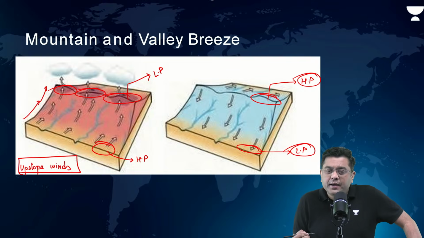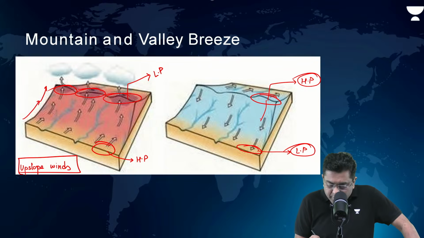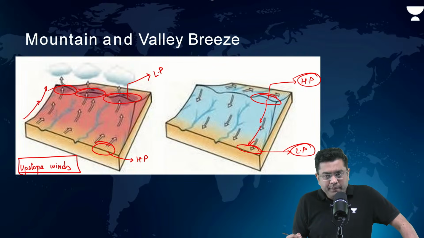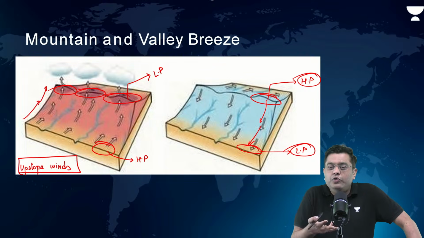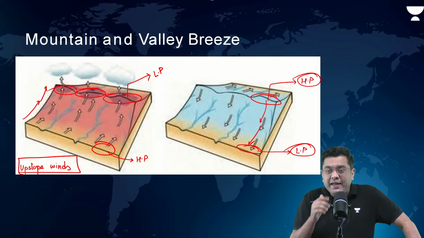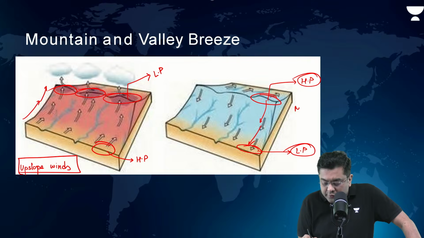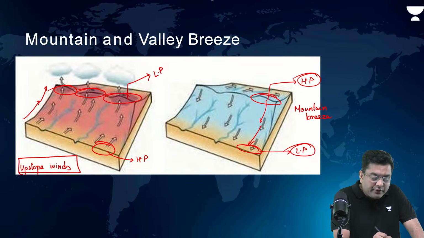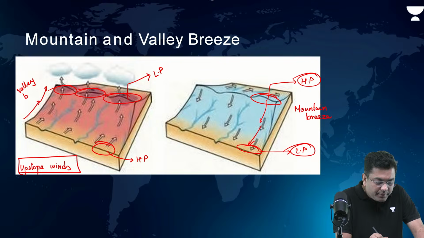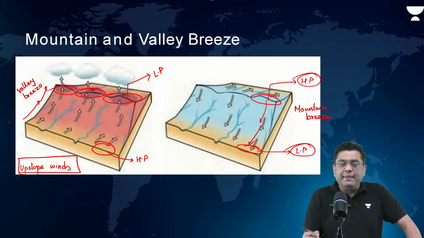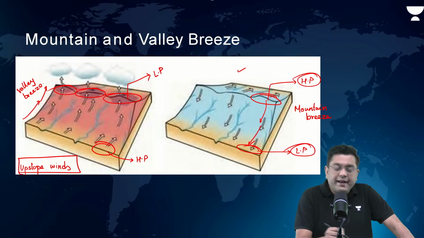Why? I hope by now you would have retained this. Winds always blow from a high to a low. So that is where you have a downslope wind, which creates a condition of a mountain breeze. Okay. So it originates from the mountain, hence mountain breeze. This originates from the valley, hence you have valley breeze. This is also katabatic and this is known as anabatic.